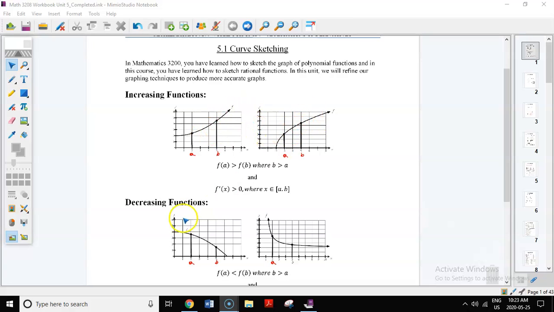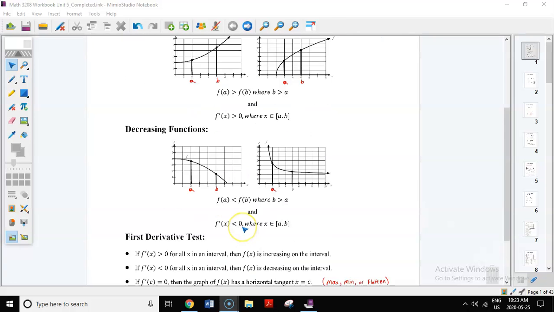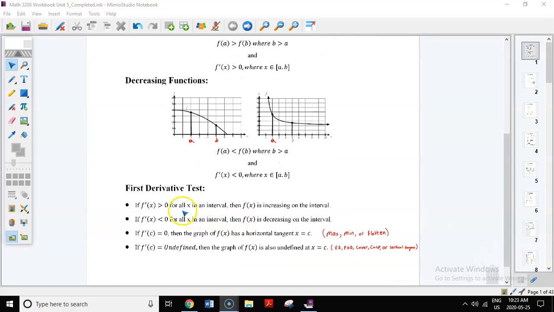So increase or decrease, greater than or less than. If the derivative is greater than 0, it's increasing. If the derivative is less than 0, it's decreasing. If the derivative is equal to 0, that means we're at a max or min or a flattening. So it might actually flatten out and continue on in the same direction. If the derivative is undefined, that's where we get into our special kind of properties. So it could be a vertical asymptote, a POD, a corner, a cusp, or a vertical tangent. And we looked at all those in a previous section.